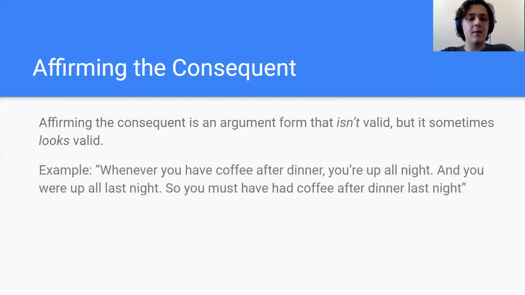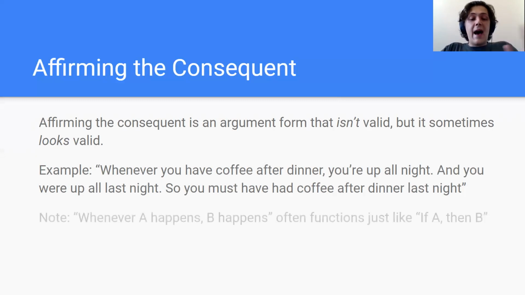So here's an example, and this is not in premise, conclusion, numbered statement form. This is just sort of conversational form, I guess you'd call it. Whenever you have coffee after dinner, you're up all night, and you were up all last night. So you must have had coffee after dinner last night. Why would you have coffee after dinner last night? You know it keeps you up, yada, yada. Right? That is a form of affirming the consequent.